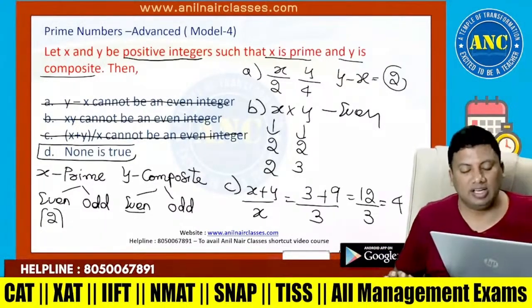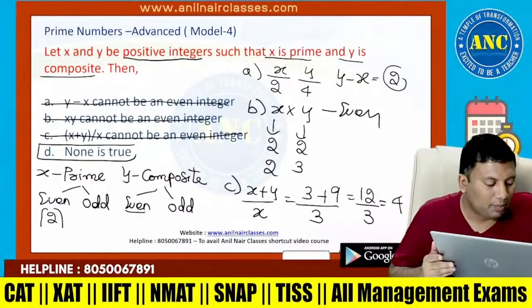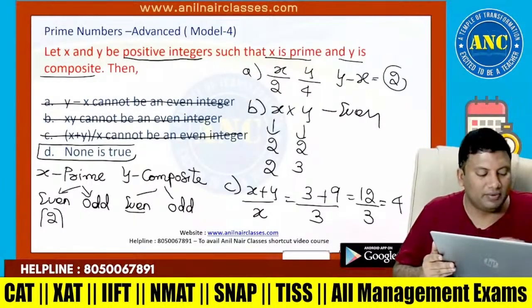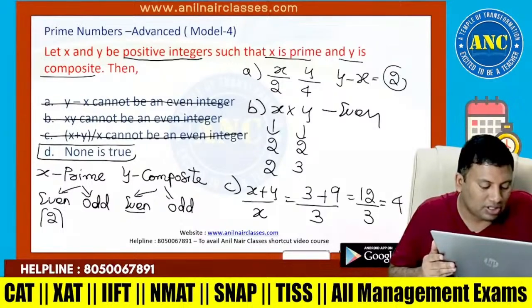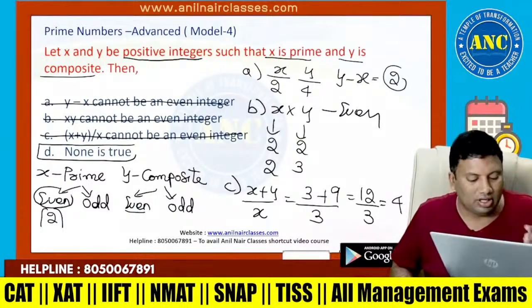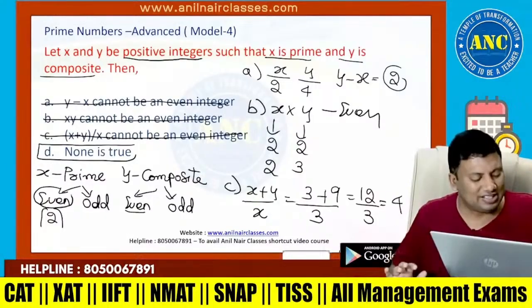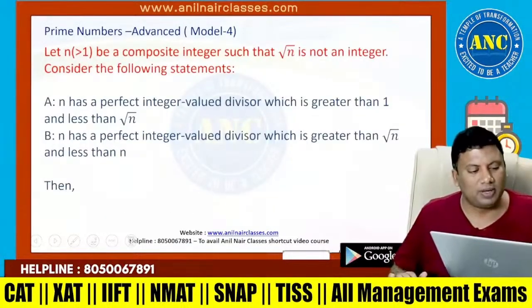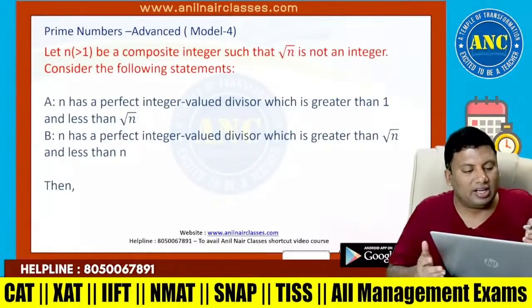A previous year CAT question, sir. So here, prime number means x can be even, x can be odd. Composite means it can be an even number, it can be an odd number. Here the only value it can take is even. Very easy question, sir. There is not much complication. Next, another variety of question.